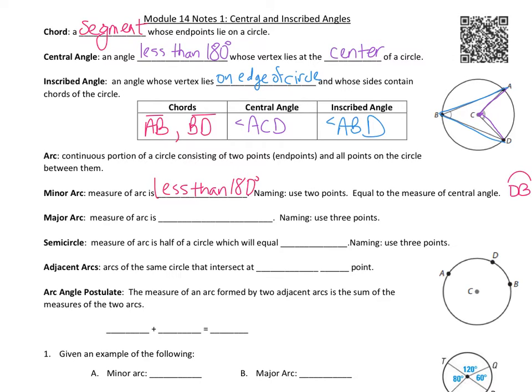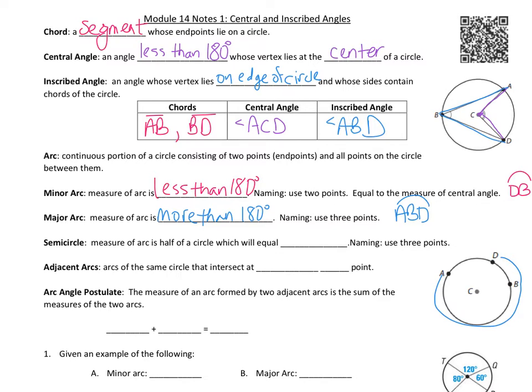A major arc then is when the measure of the arc has to be more than 180 degrees. So it's going to be more than the diameter across, so it takes up more than halfway. And we will use 3 points to name it. So if I wanted to go from A to B to D, so that whole arc, I would name that as A, B, D. So I'd follow the letters around my circle, and I use the same arc notation right above my 3 letters.